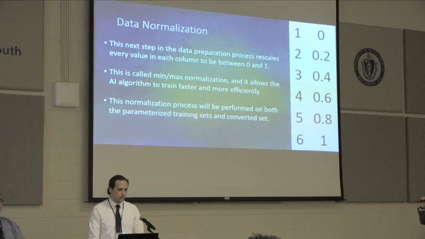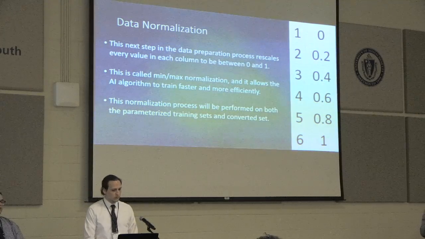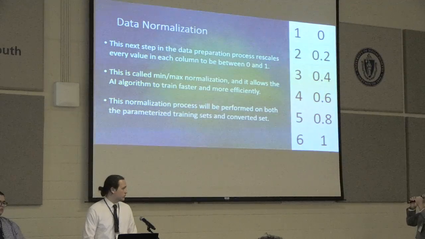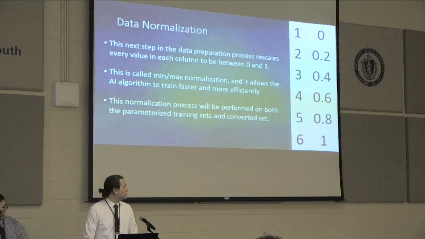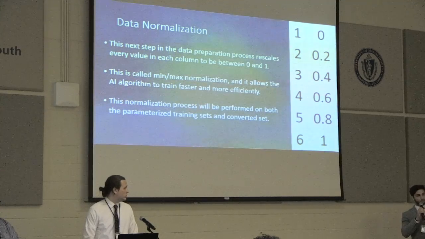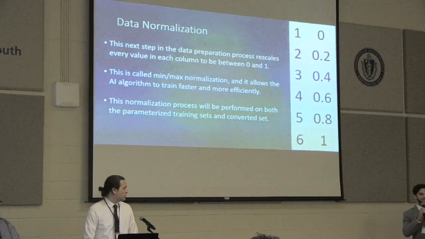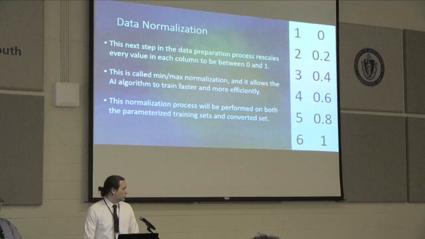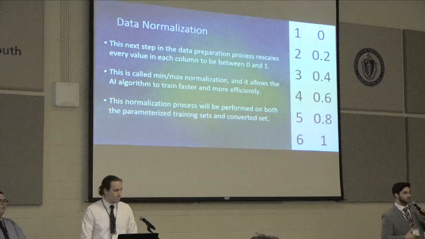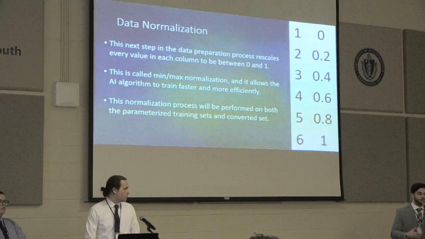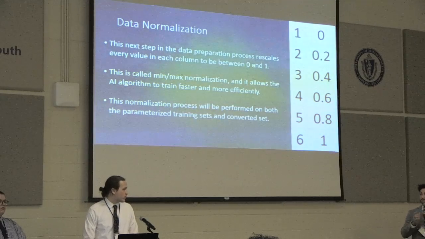On the left-hand side, we have values 1 through 6. What min-max normalization does is it takes the minimum value, in this case 1, converts it to a 0, takes the maximum value, which in this case is 6, and converts it to a 1. Every value between those 2 values is then scaled accordingly, and this is effectively what normalization does. The reason that we do this to our data set is so it makes the machine learning algorithm train faster and more efficiently.